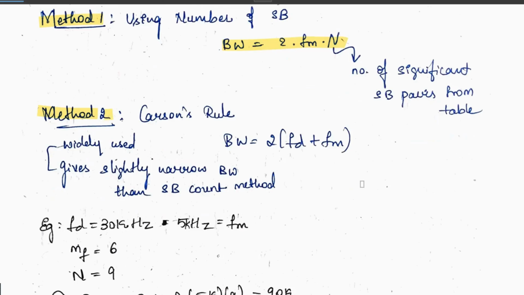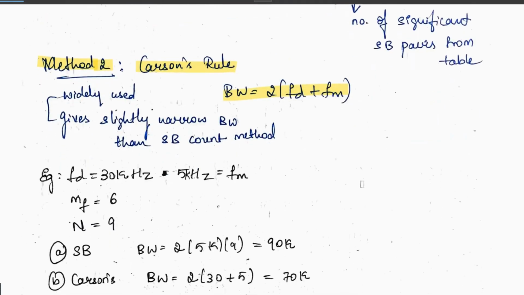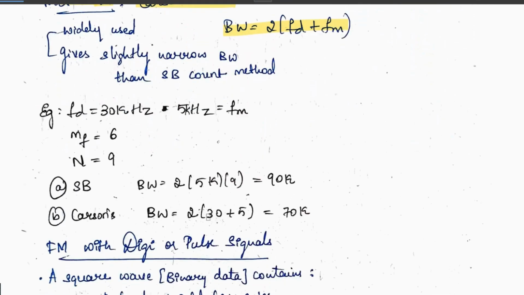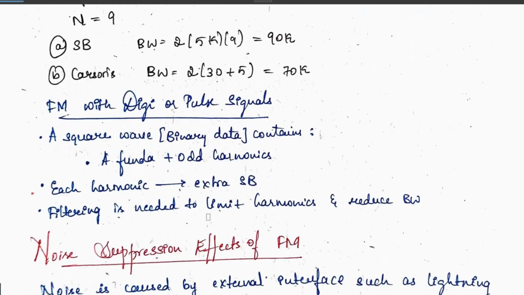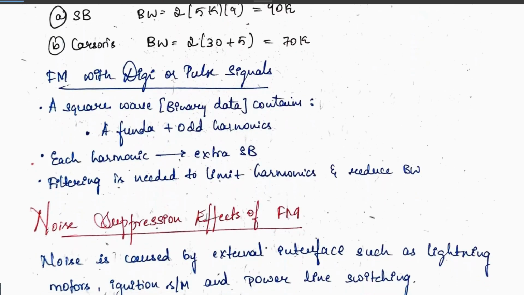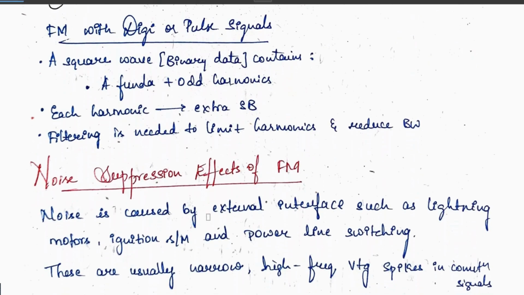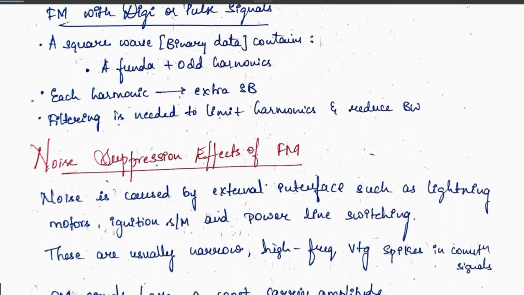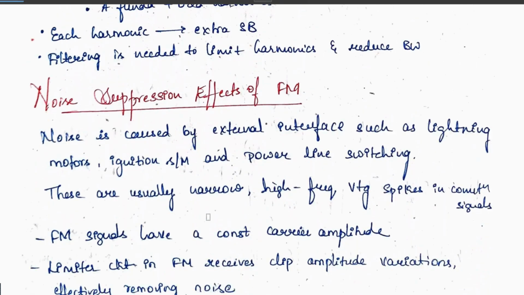And method 2 is Carson's rule, where bandwidth is 2 times (f_t plus f_m). Based on that, there is a small example. Refer to that. Then FM with digital or pulse signals: a square wave contains a fundamental plus odd harmonics. Each harmonic has an extra sideband, so filtering is needed to limit the harmonics and reduce the bandwidth.